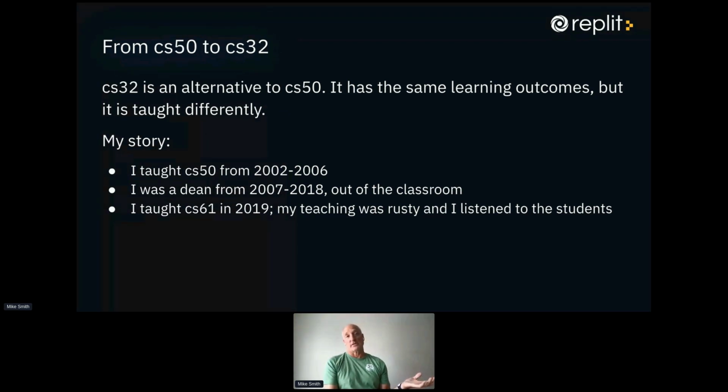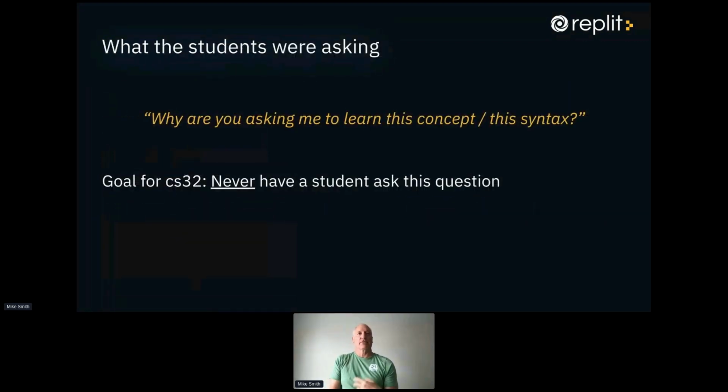And when I taught CS50 before David, I fully bought into this traditional approach. But my career path took me away from teaching for about a decade, as you can see here on this slide. And when I came back to teaching, I was rusty. And so when I taught the next class, which happened to follow on from CS50, I was really attuned to listening to the students' experience in my classroom. And what did I hear when I was really listening to them? What I heard was this question.